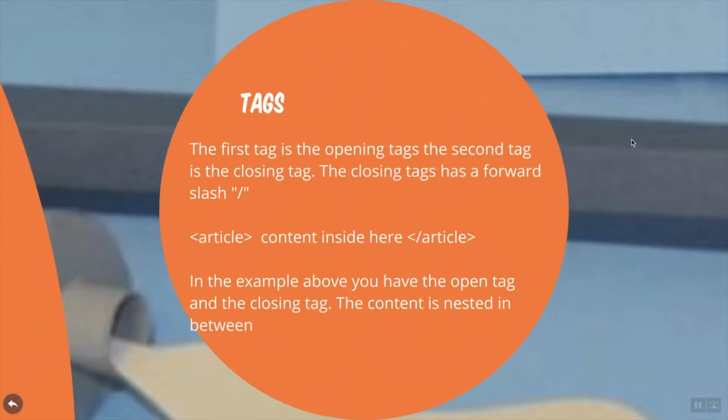Tags. The first tag is the opening tag, as we talked about before, the second tag is the closing tag. The closing tag has a forward slash. If you take a look at the article in the example above, you have the opening tag and the closing tag, and the content is nested in between.